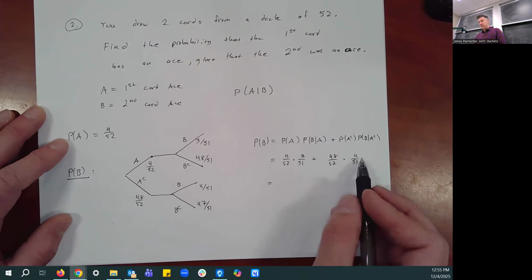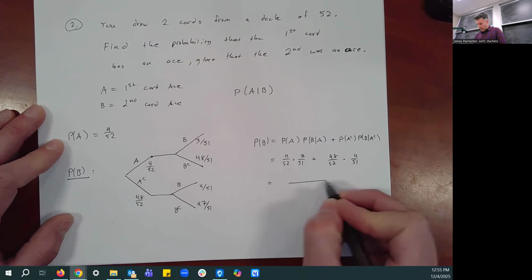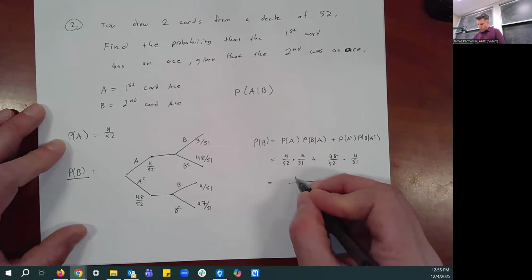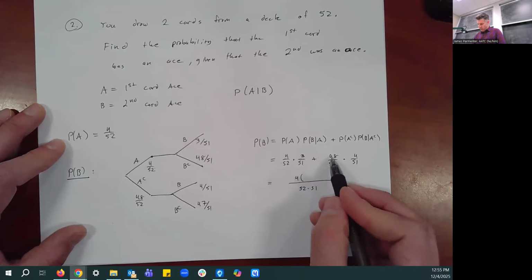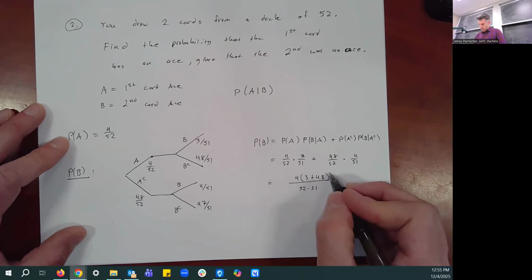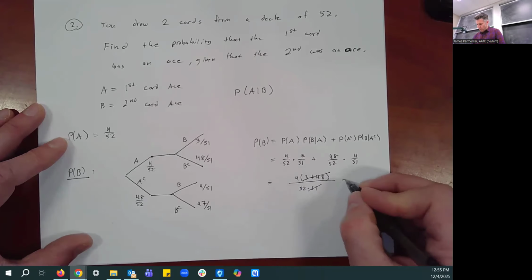So look at these fractions. Both the denominators are the same, so it's out of 52 times 51. And in the numerator, I can factor out a 4. So I've got 4 times 3 plus 48. 3 plus 48 is 51. The 51s cancel, and you get 4 out of 52, which is 1 out of 13.